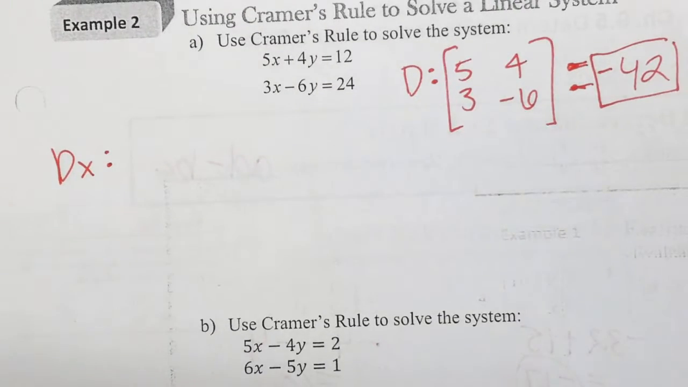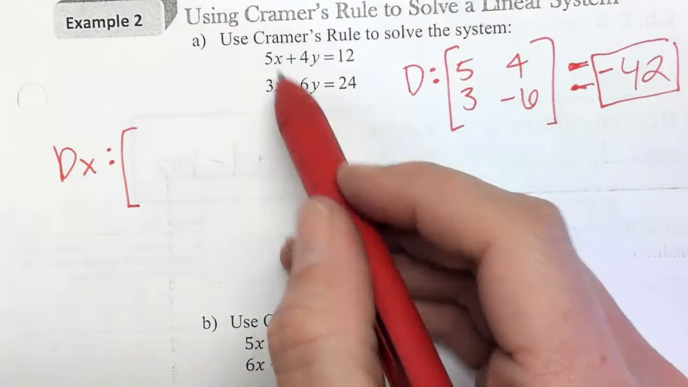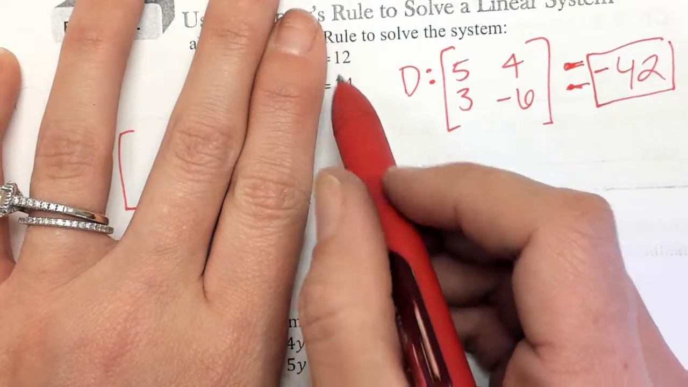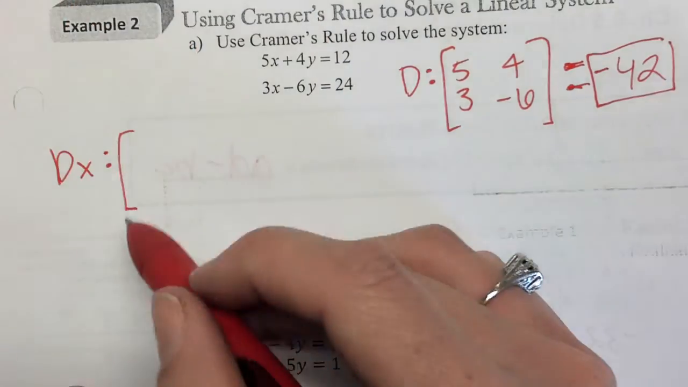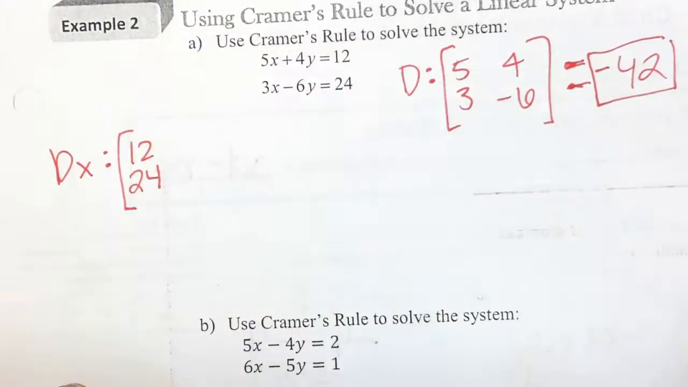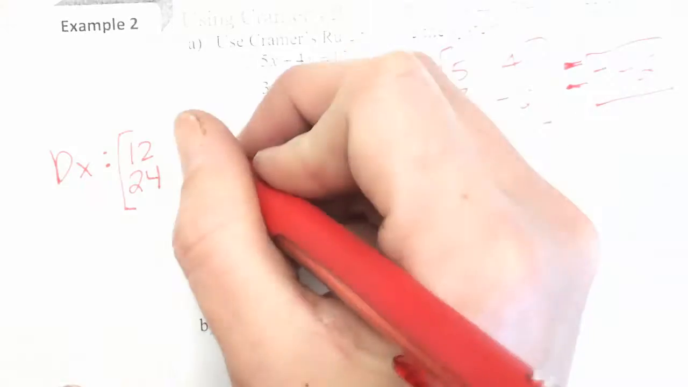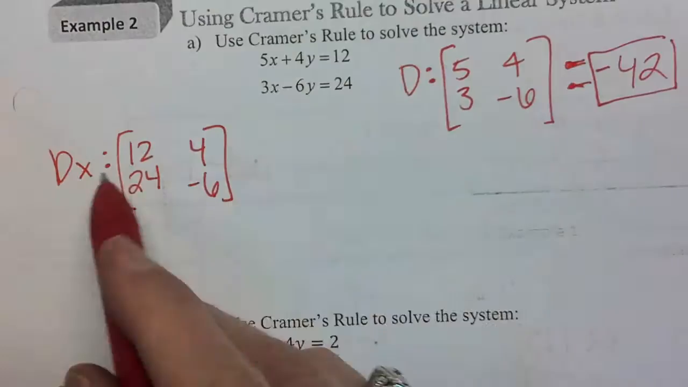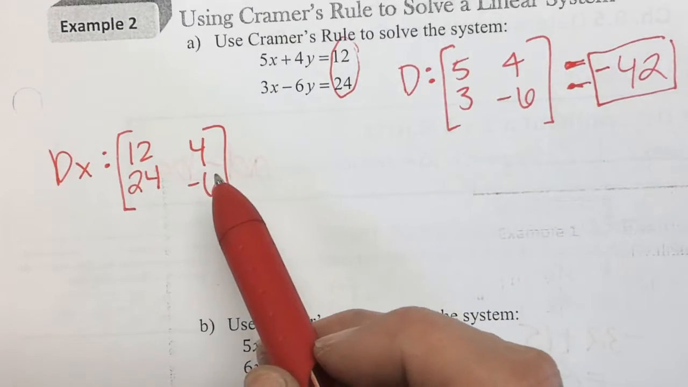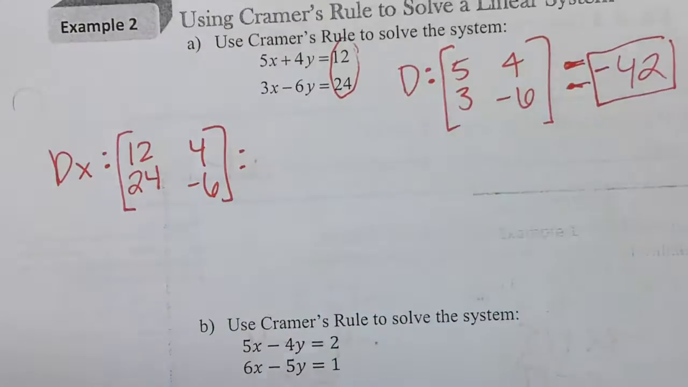D of X. That means that what we're going to do is replace our X values, 5 and 3, with 12 and 24, these values. We're going to replace the X values. Instead of 5 and 3, we're just going to put 12 and 24. But your Y values stay the same. So D of X means that we replace the X values with these values but leave the Y the same. And now just find the determinant on your own. And then as soon as y'all get it, y'all can just say it out loud.